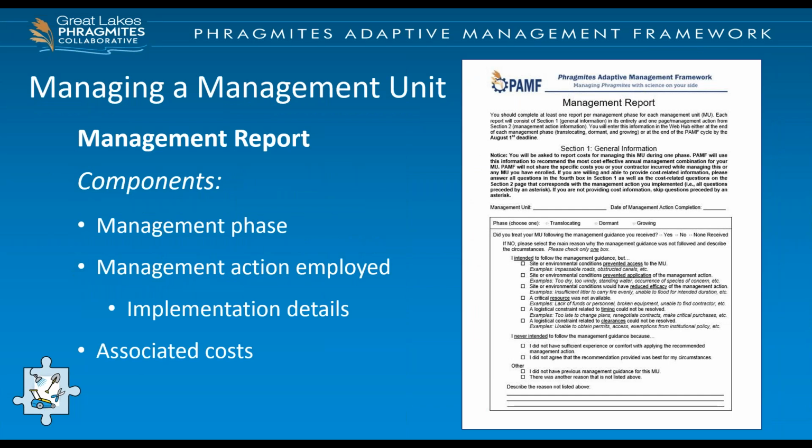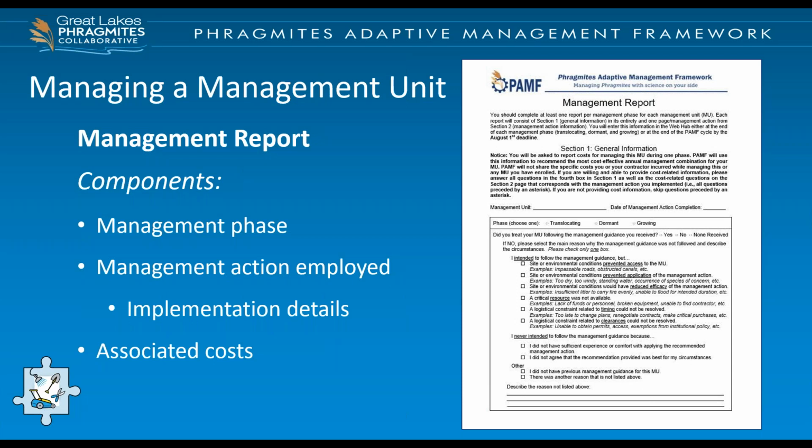You will need to submit at least one management report for each phase, translocating, dormant, and growing, even if you let your management unit rest. The management reports are filled out and submitted on the PAMF WebHub and ask questions like what management action you implemented, what technique you used when implementing it, and the cost you incurred.